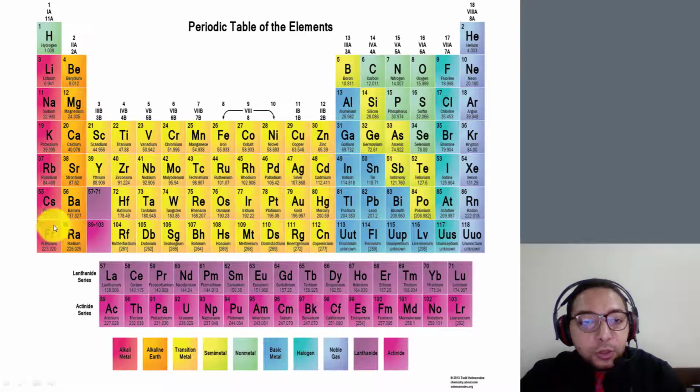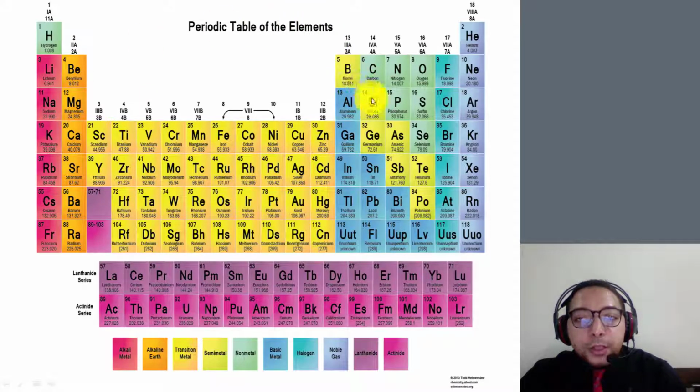This is what we call alkali metals. Alkali metals are metals that are found in group 1. Then we have alkaline earth metals. These are found in group 2. And then we have over here transition metals. Transition metals are metals that are found in between group 2 and group 3.